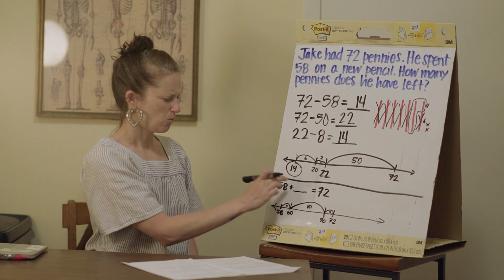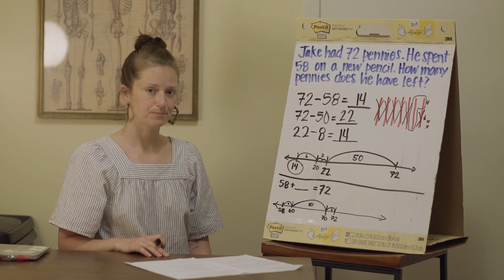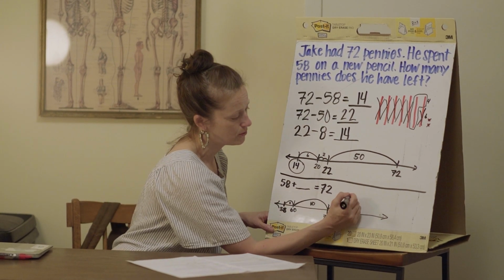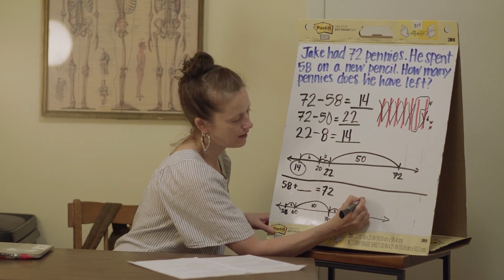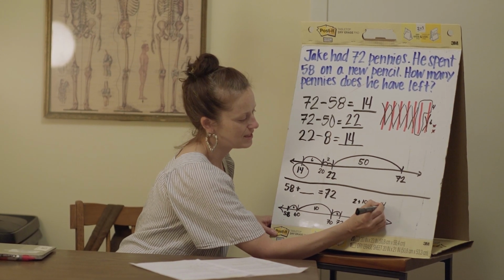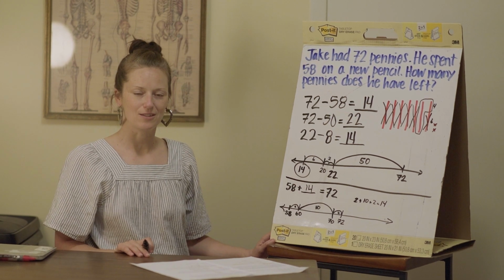Now, where's the answer here on this number line? Yeah, it's my 2 plus my 10 plus my 2. So 2 plus 10 plus 2 is equal to 14. So I know that 58 plus 14 will get me to 72.